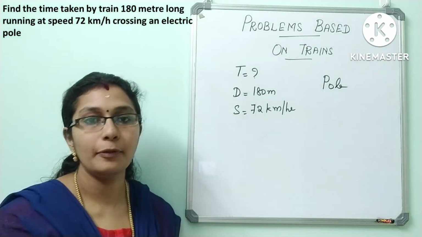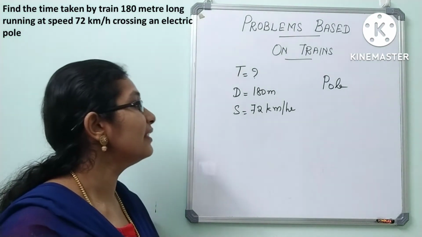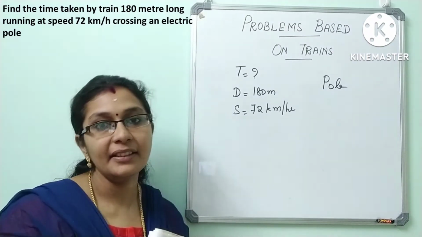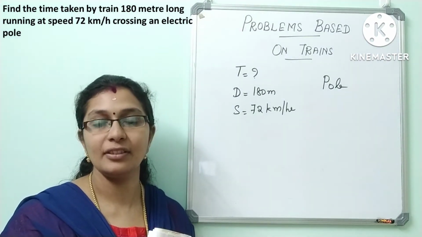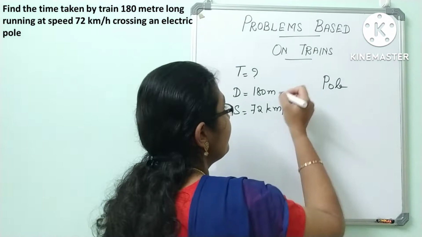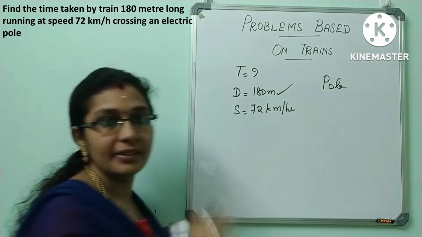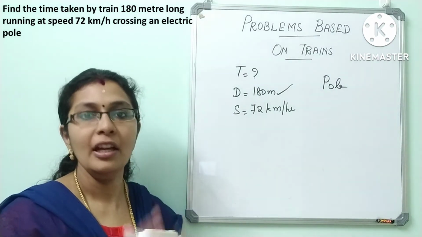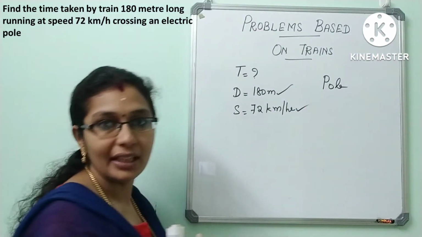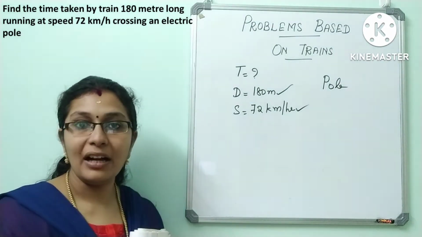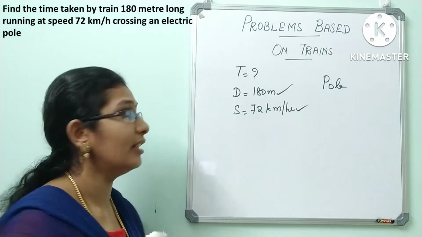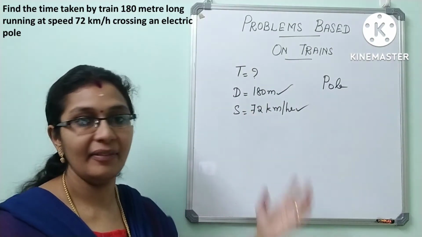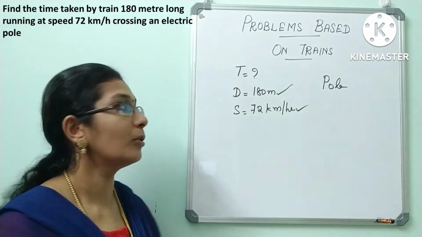So first and foremost duty is finding the distance and speed and keep it there. The pole's distance we will not consider because it is negligible. So distance is only the train's distance, and the second is speed. Since the pole is stationary, it is not moving, we will have only the speed of the train. Correct? One more thing you will have to note down here is the units, because if you substitute the same way, you will go wrong with the answer. So just check for the units.